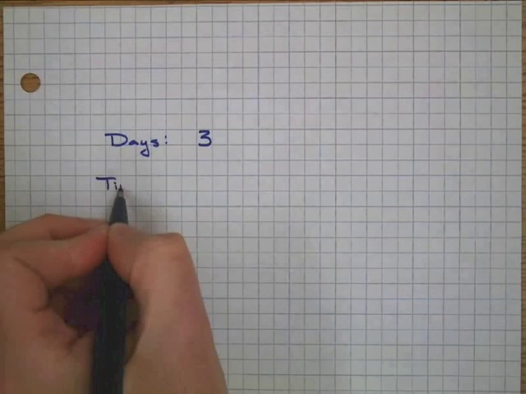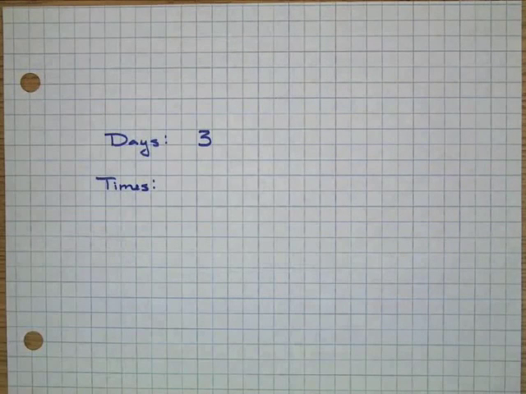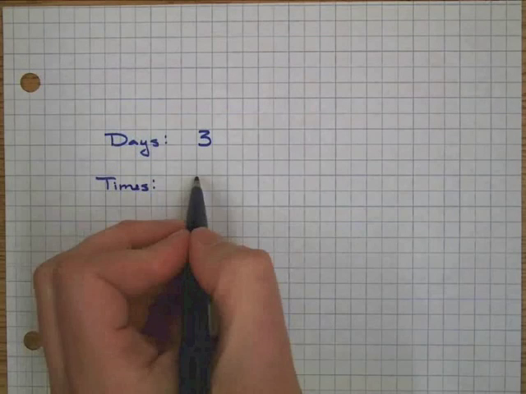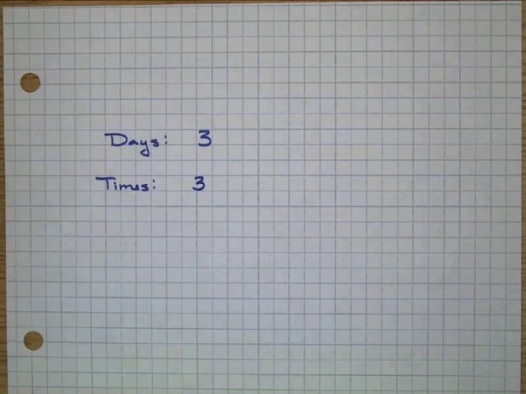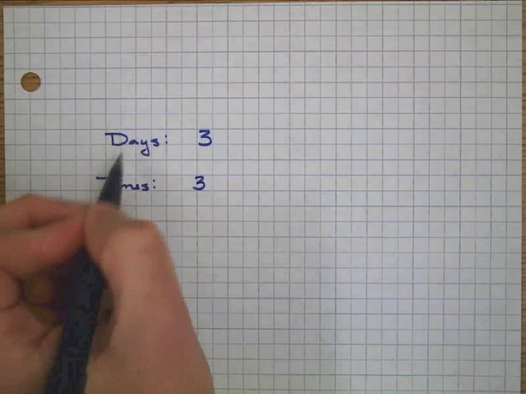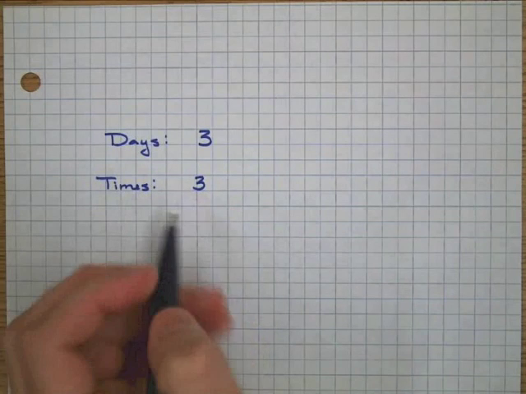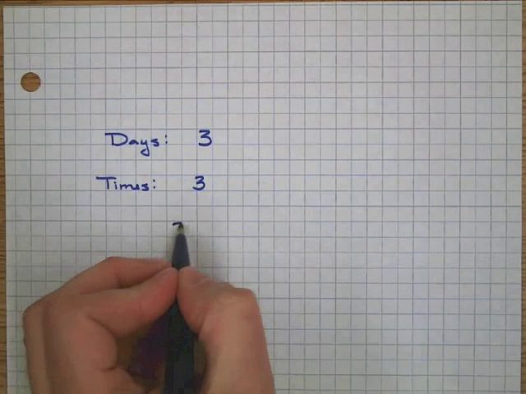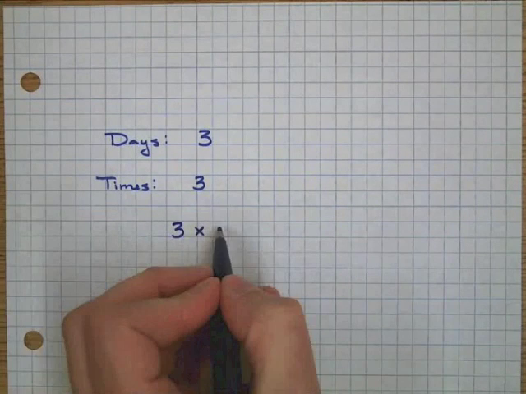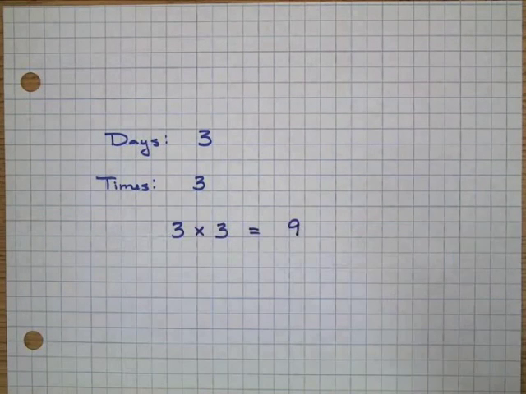He's also offering different times, and he's offering it before school, during lunch, or after school, so there are 3 different possible times. So we have these 2 different events here with 3 different possible outcomes, and a different event with 3 possible outcomes. So we would multiply 3 days times the 3 different possible times for a total of 9 different possible times that they could go and take that test.